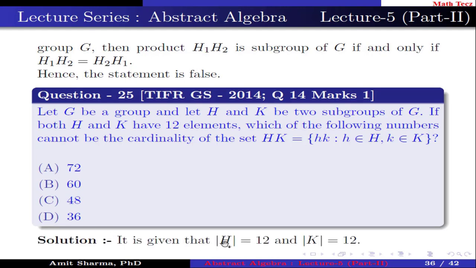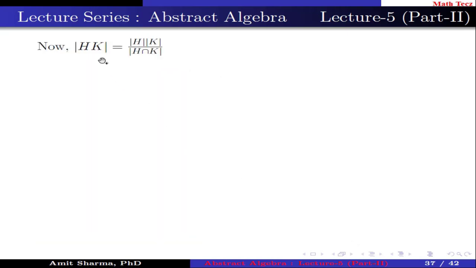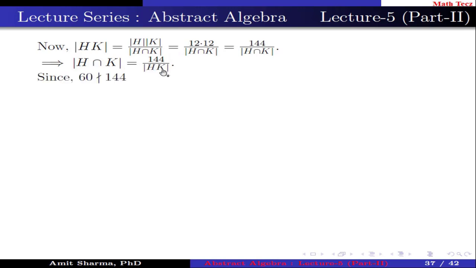It is given that the order of H is 12 and the order of K is 12. Now, the order of HK is equal to the order of H times the order of K divided by the order of H intersection K, which can be written as 144 divided by the order of H intersection K. This implies the order of H intersection K equals 144 divided by the order of HK. Since 60 does not divide 144, the order of HK is not equal to 60. Hence, option B is right.